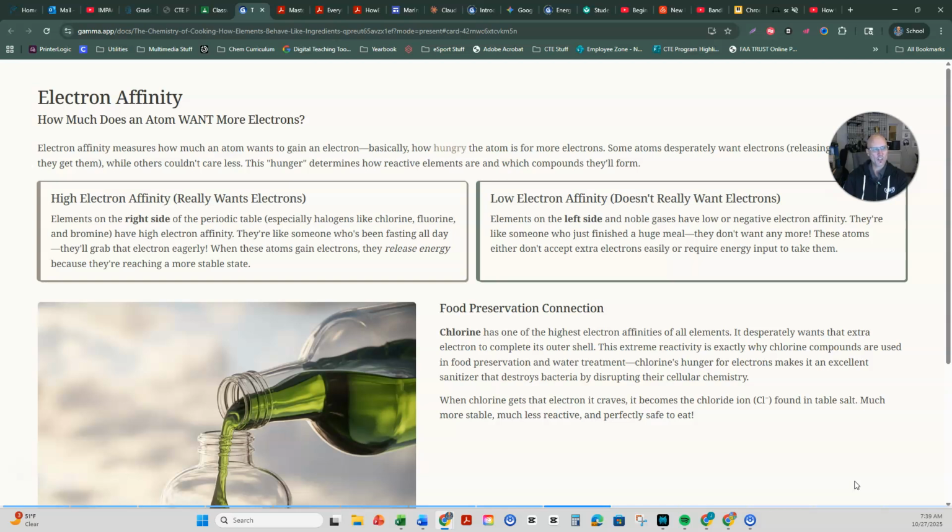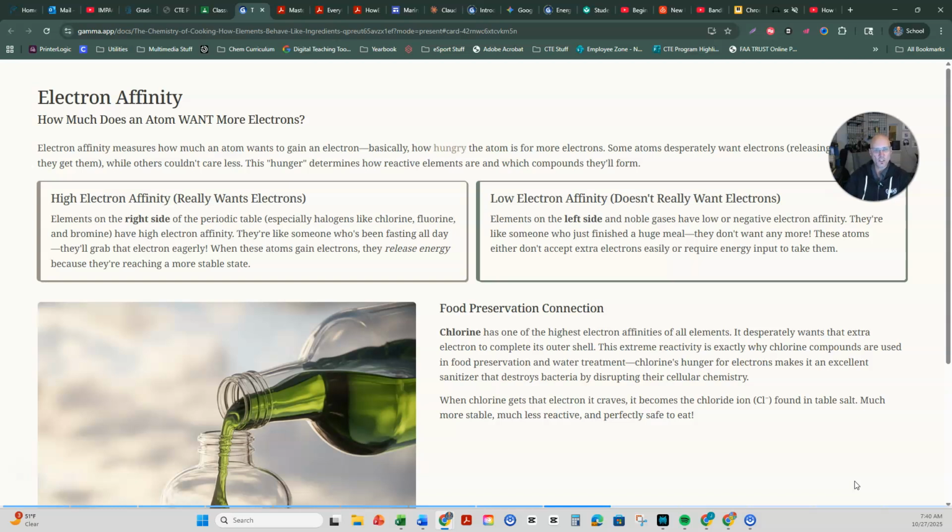So high electron affinity, they really want electrons. Elements on the right side of the periodic table, especially halogens like chlorine, fluorine, and bromine, have high electron affinity. They're like someone who's been fasting all day. They'll grab that electron eagerly. When these atoms gain electrons, they release energy because they're reaching a more stable state.